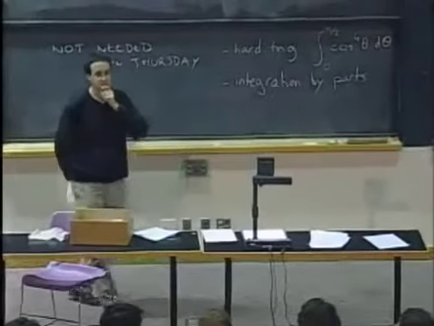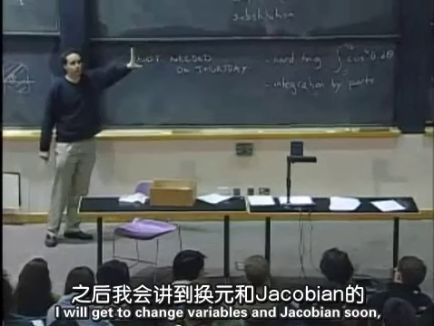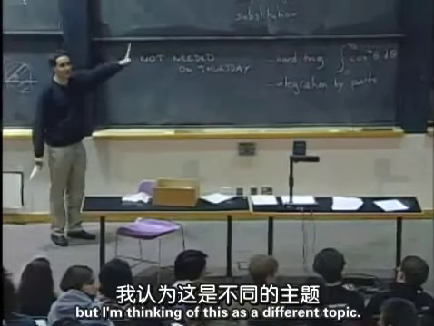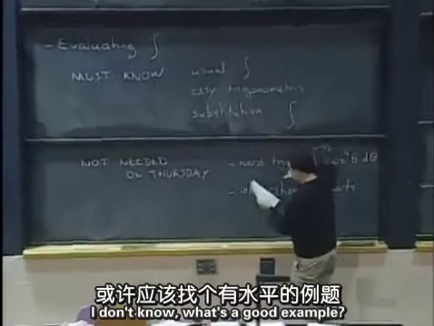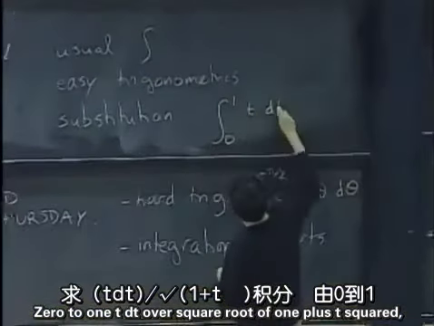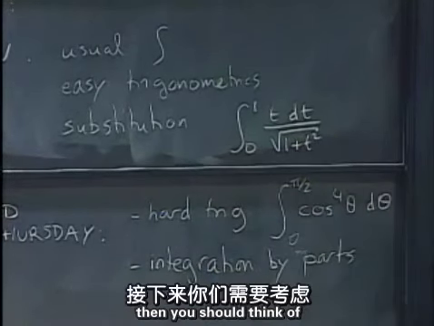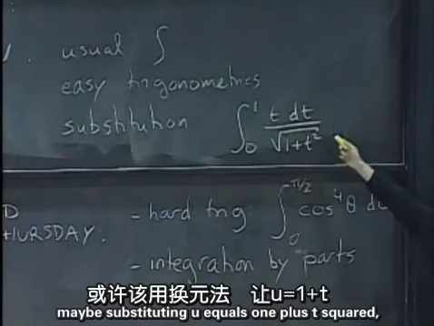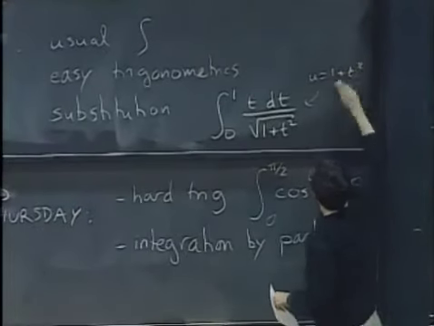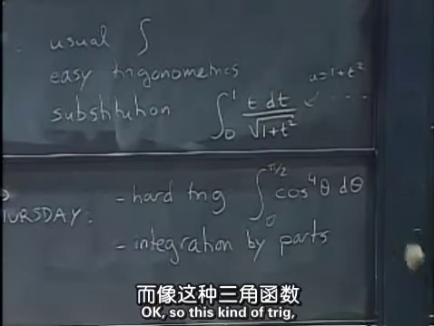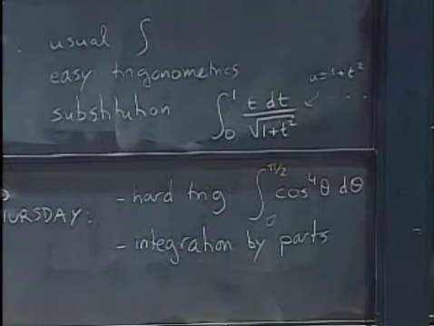Substitution, we have to do the Jacobian, like that? No. Here I just mean evaluating a single variable integral. I will get to changing variables with the Jacobian soon, but I'm thinking of this as a different topic. What I mean is if I'm asking you to integrate, I don't know, what's a good example? 0 to 1 t dt over square root of 1 plus t squared, then you should think of substituting u equals 1 plus t squared, and then it becomes easier. So this kind of trick is what I have in mind here specifically.